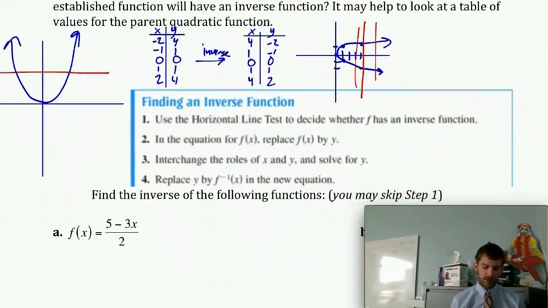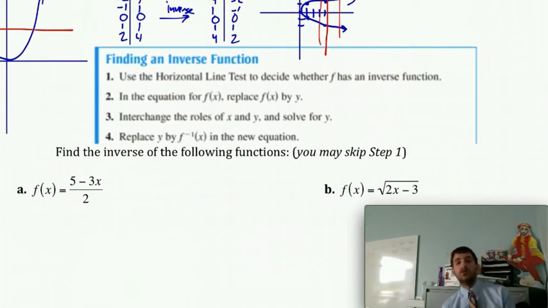So looking at the finding the inverse of the function directions, it says, use the horizontal line test, what we just talked about, to decide whether f has an inverse function. And if it does, then we keep going. If it doesn't, we stop. Next up, for the equation, we're going to replace f of x with y. We're just going to start with that. And then we're going to flip-flop the x and the y. That's step 3. And then the last one is we're going to solve. In step 3, we're going to flip-flop the x and the y. So if it's y equals, it'll become x equals. And then we're going to solve for y. In the last step, we're going to make sure we're using that proper inverse notation, which we'll practice in a second.